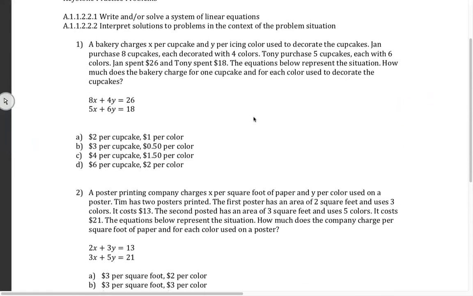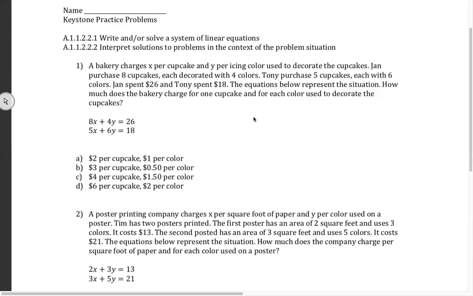These are more of the Keystone practice problems. A bakery charges X dollars per cupcake and Y dollars per icing color to use to decorate the cupcakes.